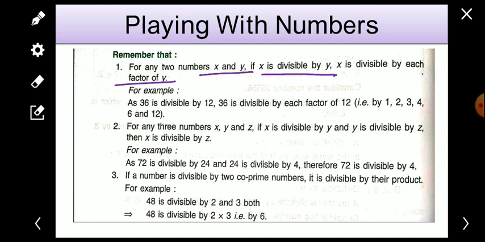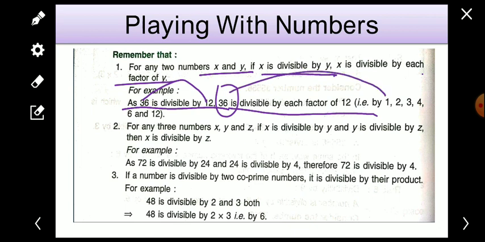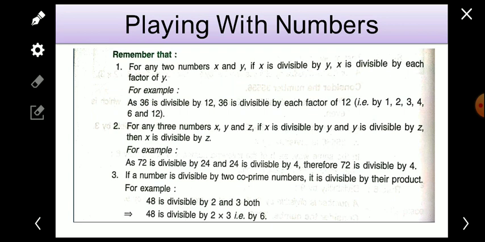Suppose that 36 is divisible by 12. Then 36 will be divisible by each factor of 12 also. It means that it will be divisible by 1, 2, 3, 4, 6 and 12, by all the factors of 12.